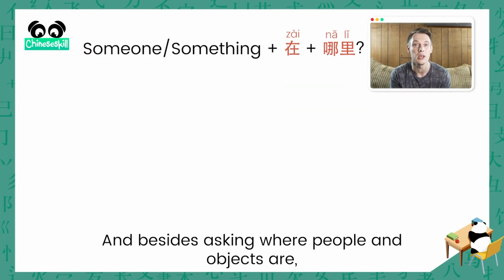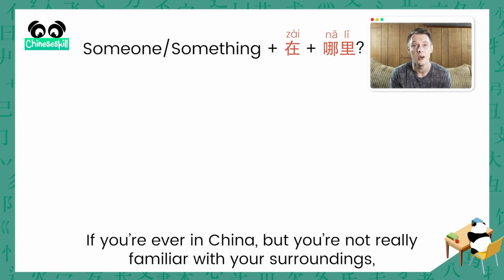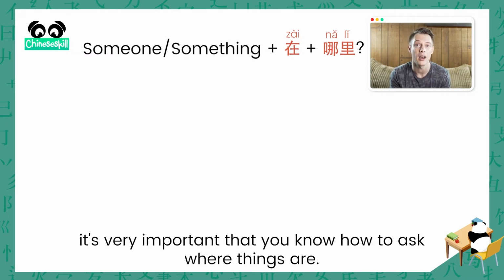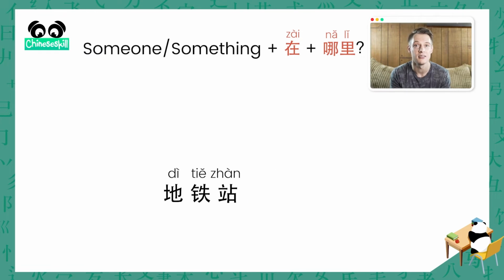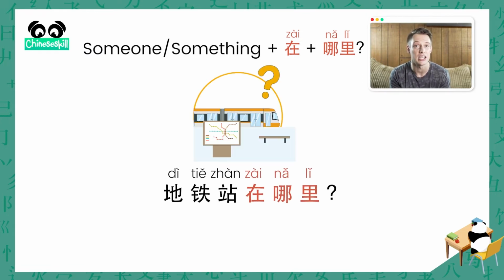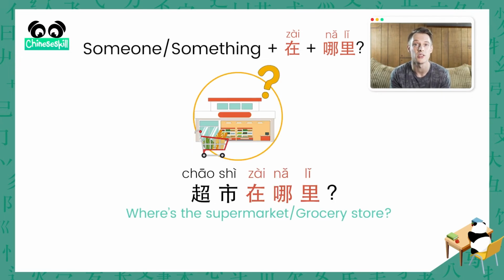And besides asking where people and objects are, we can also use 哪里 to help us find a location. If you're ever in China, but you're not really familiar with your surroundings, it's very important that you know how to ask where things are. For example, 地铁站在哪里? Where's the subway? Or 超市在哪里? Where's the supermarket? Or where's the grocery store?